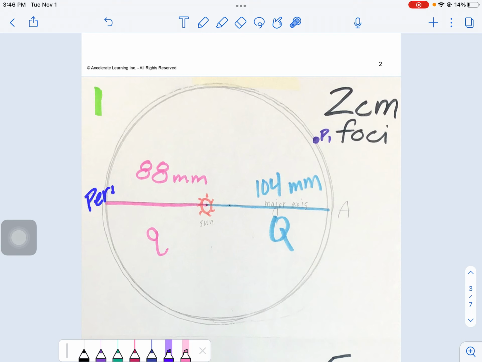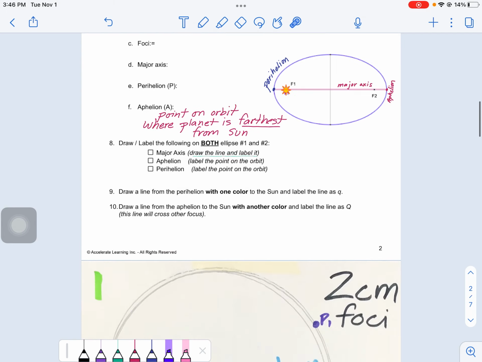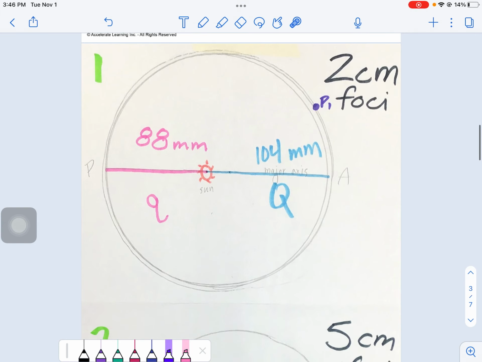We also marked our perihelion over here, the point where the Earth is closest to the sun. And we have our aphelion marked, the point where the Earth is farthest from the sun. So we do have to understand and practice these vocab words. If you're a flashcard person, Quizlet person, I would chuck those into that study tool to help you, because we need to know what these terms are as we go.